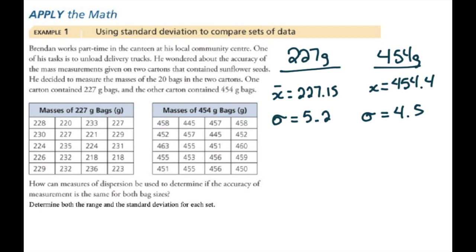Is that a good thing? Well, we do want consistency. We don't want to be the unlucky person who gets a bag and gets shortchanged, but also we do want to be the lucky person who buys a bag and gets a little bit extra. In reality, so that everybody's happy, it would be easiest to have a standard deviation as close to zero as possible. That way, nobody gets too much, nobody gets not enough.